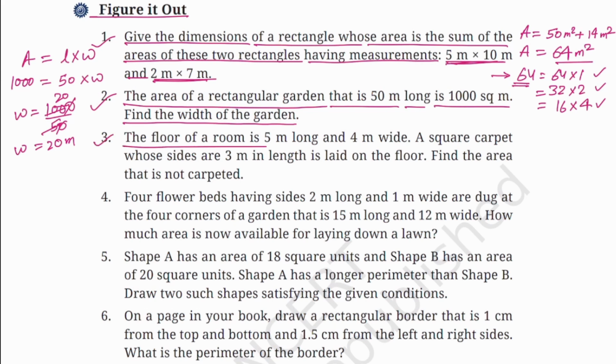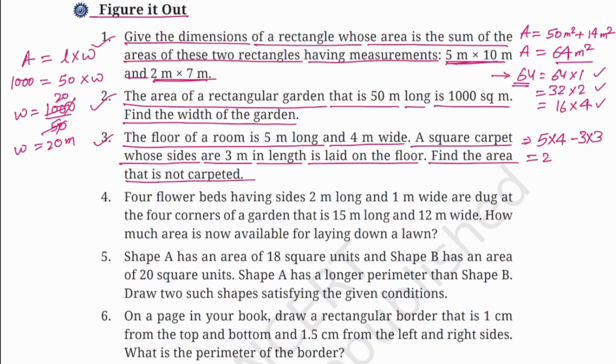3. The floor of a room is 5 meter long and 4 meter wide. A square carpet whose sides are 3 meter in length is laid on the floor. Find the area that is not covered. You have to subtract the area of the carpet from the area of the floor of the room. The answer is area of the room minus area of the carpet. That is 20 minus 9, that is 11 square meter.